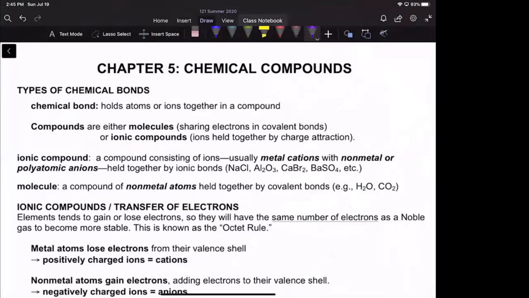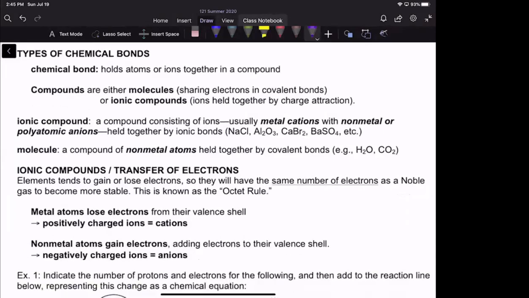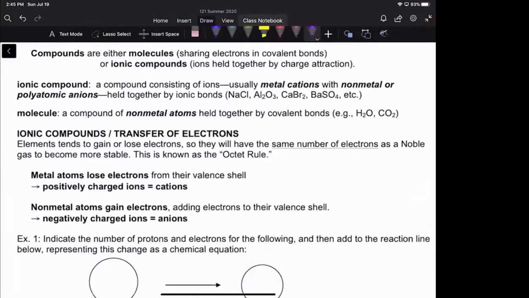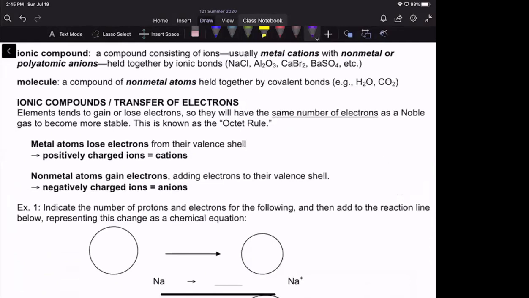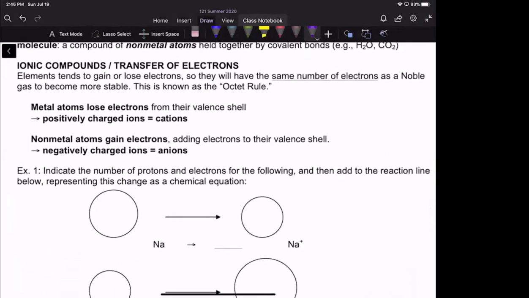We'll take a look first at ionic compounds and the transfer of electrons. So we saw most recently that elements tend to gain or lose electrons so that they have the same number of electrons as a noble gas, so completing that outermost shell, and that's known as the octet rule.